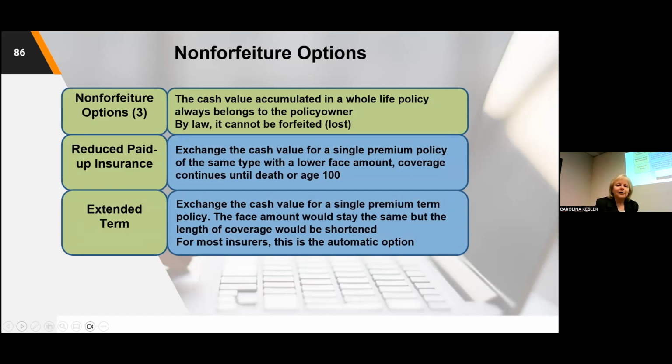So non-forfeiture is the cash always. Once you take the cash, your policy is done. You cannot renew it, extend it, do anything. It's not good for 30 more days. No, it's over with as soon as you take your cash, right?